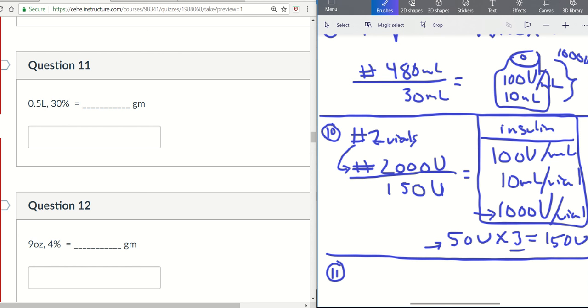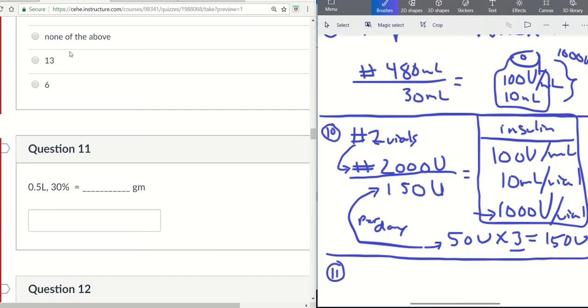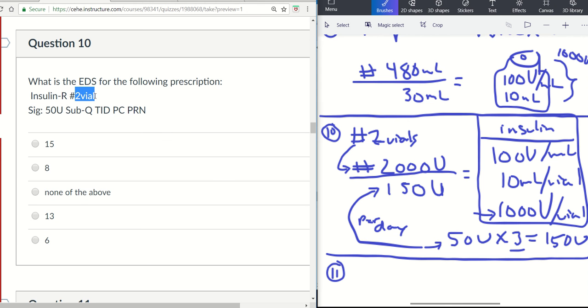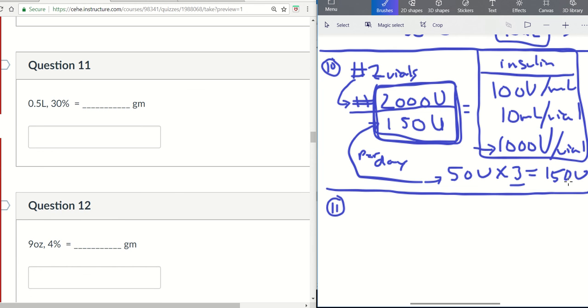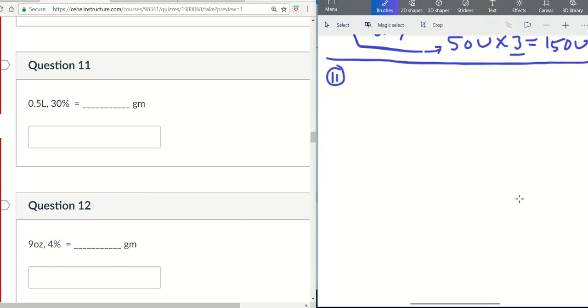So 50 times 3. 3 times a day for your per day amount. That goes there at the bottom. And then your vials are here. For 10, you're solving for EDS. So punch this in right here. 2,000 divided by 150. All right, good. 13.